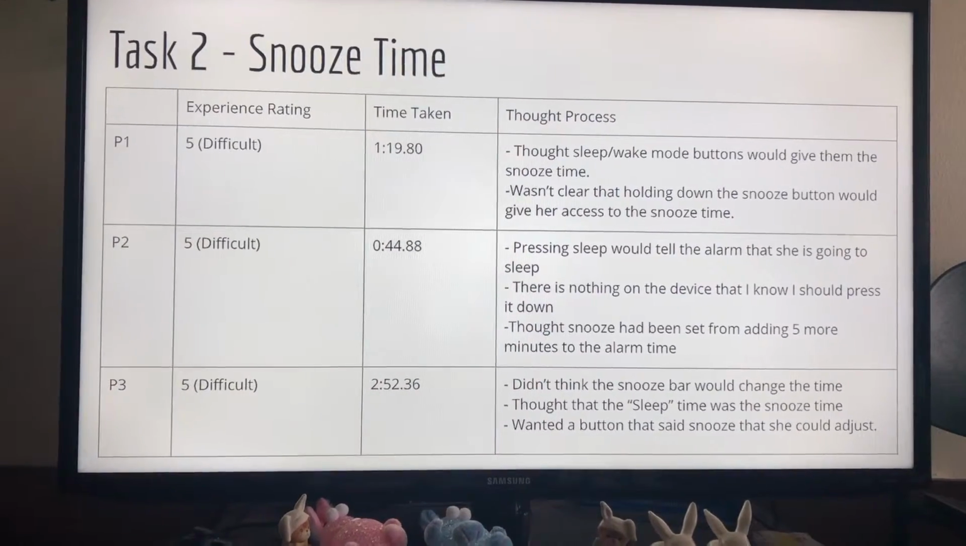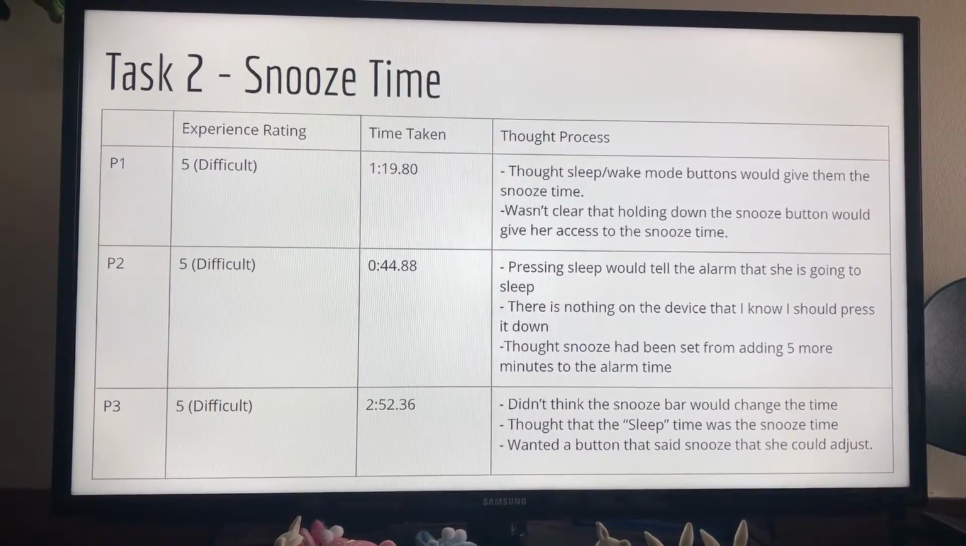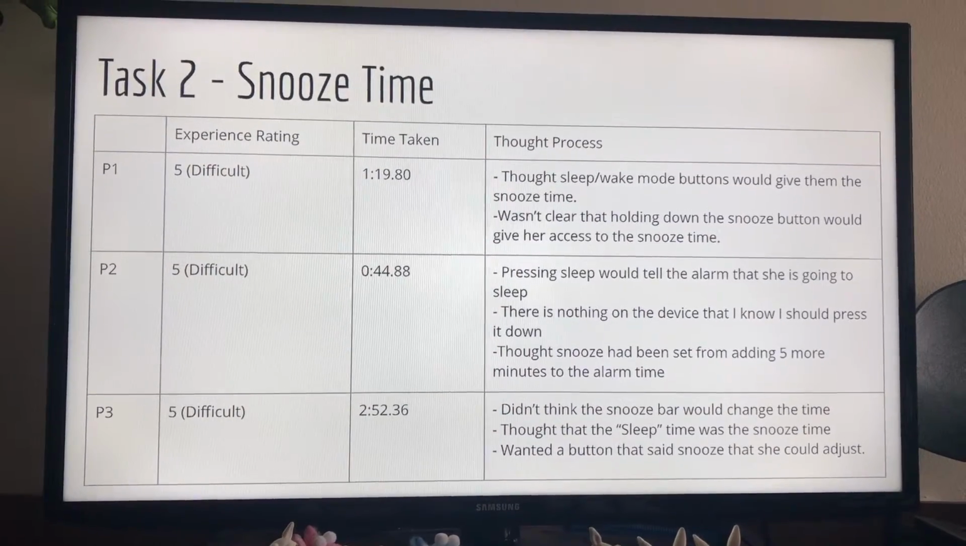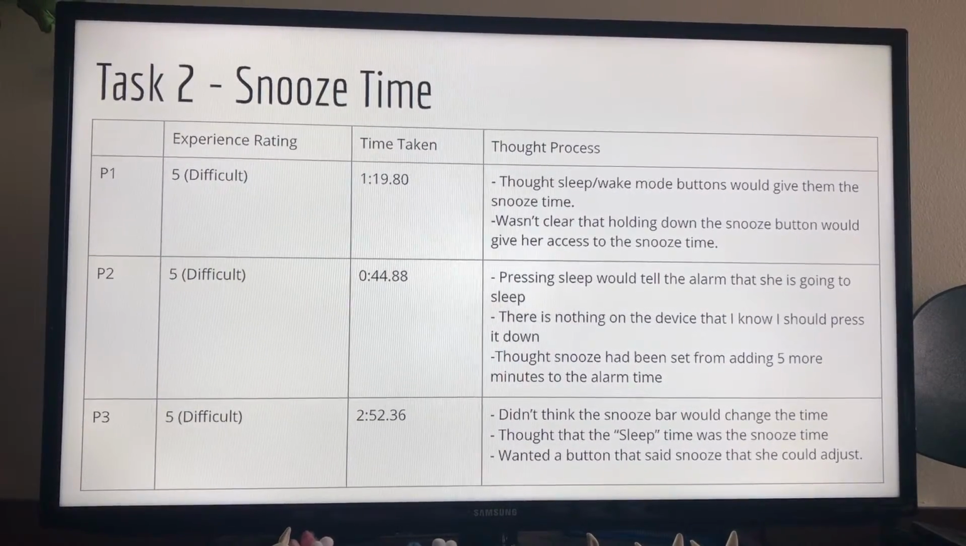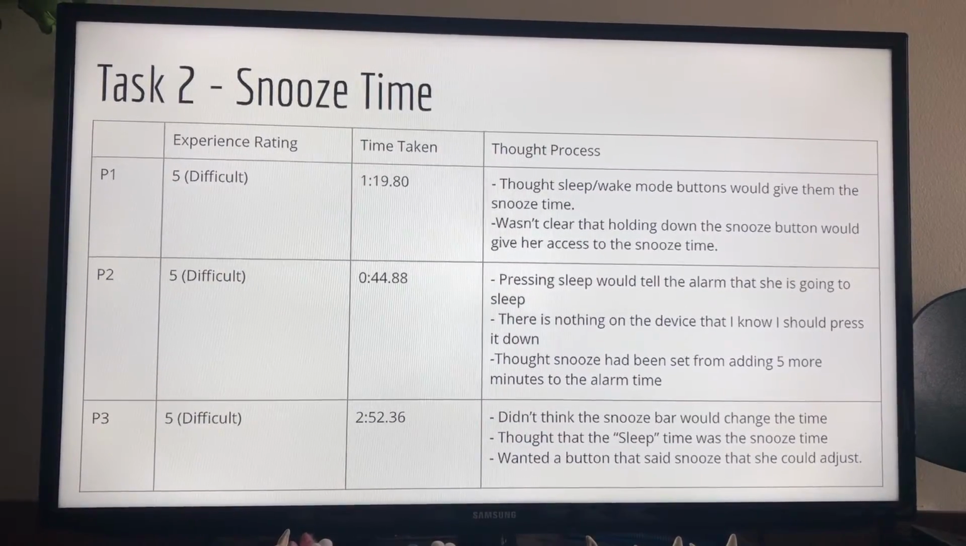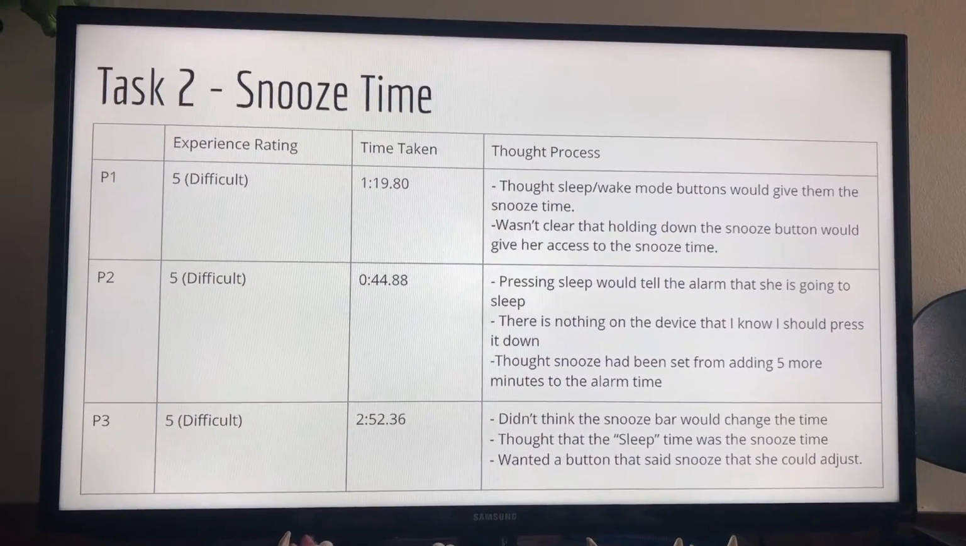So our second task, which was to set the snooze time, everybody found very difficult, with an experience rating of 5. Most people had difficulty differentiating between the sleep/wake mode buttons, thinking that this would give them the snooze time, when in reality there's a snooze bar on the top. And so they didn't know that they had to hold down the snooze bar. It wasn't very intuitive, so they couldn't figure out how to set the snooze time.